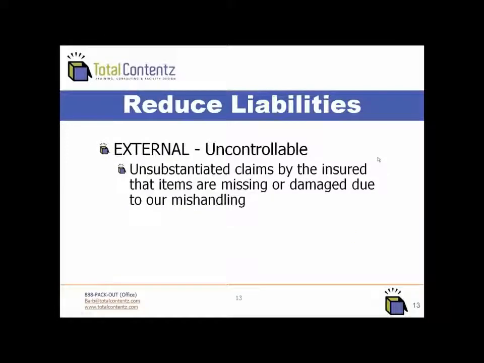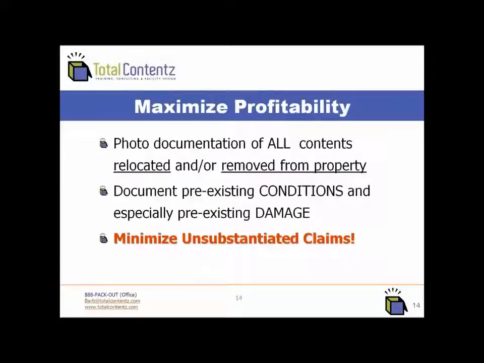Okay. Now externally, we have things that happen, and these are forces from outside. These are the insureds, the insurance company. But one of the common things that we face could be unsubstantiated claims by the insured saying that we lost an item, that we broke an item, that we're returning something with a scratch and it didn't exist before. So we want to limit our exposure, and so the more documentation that we have, the better.